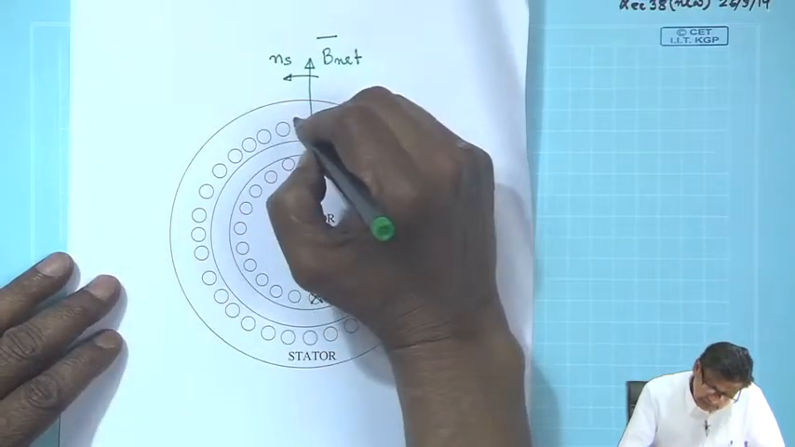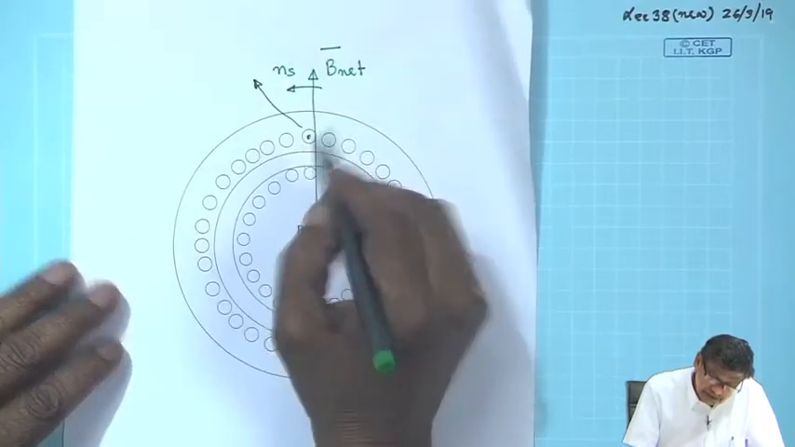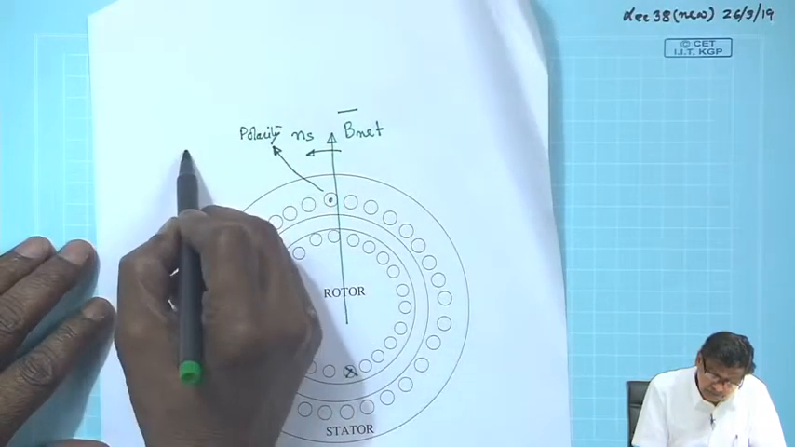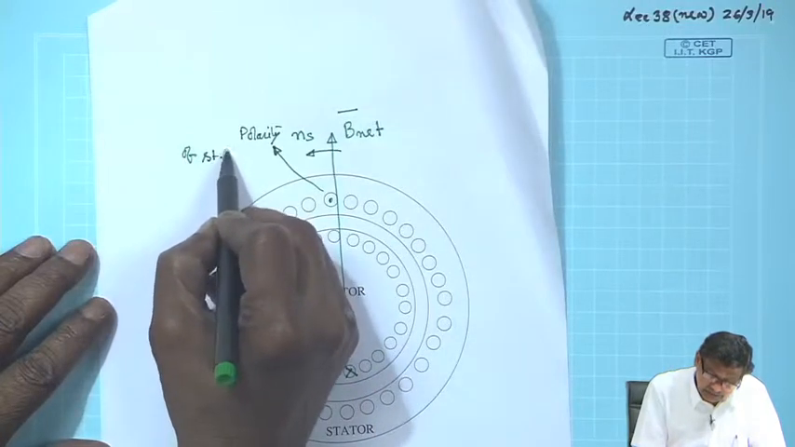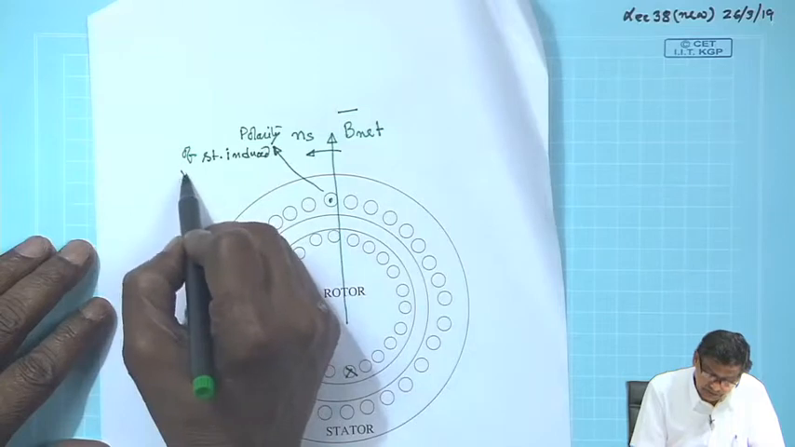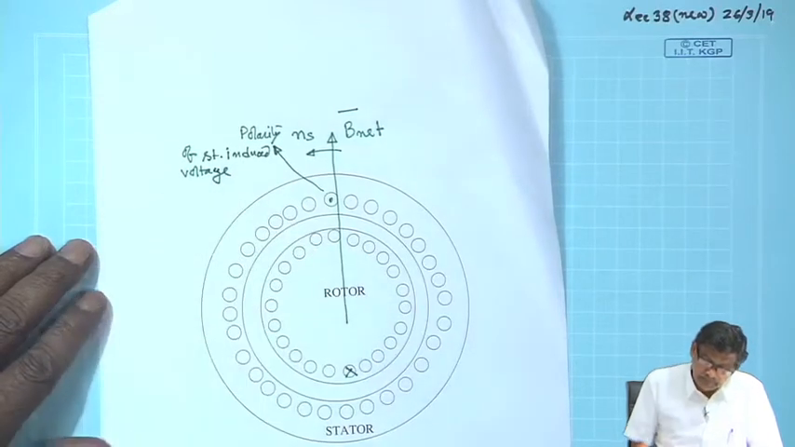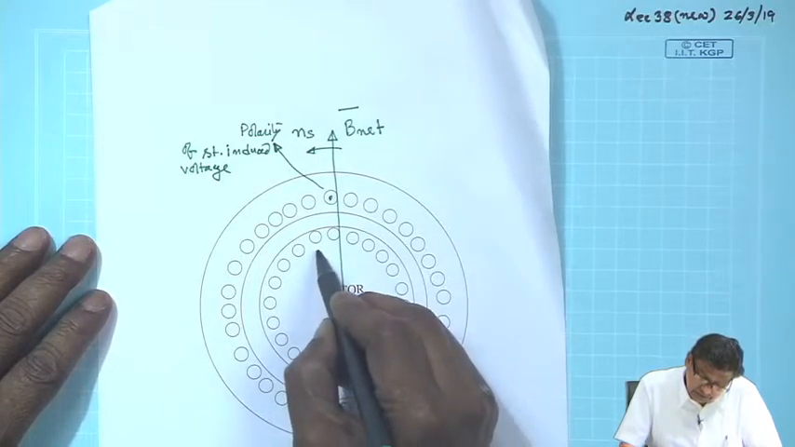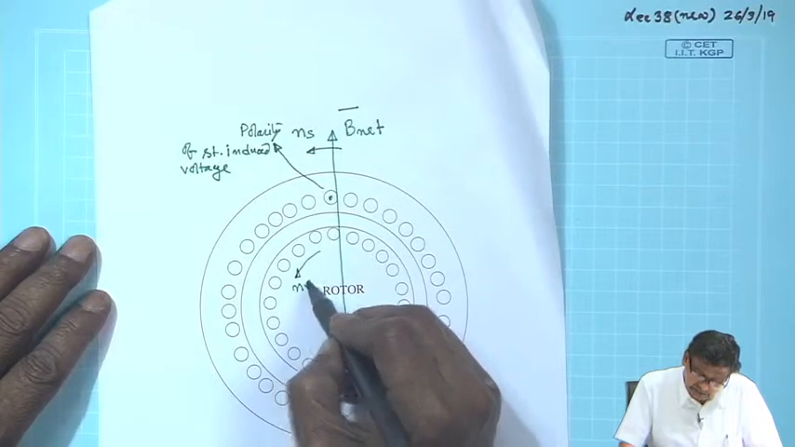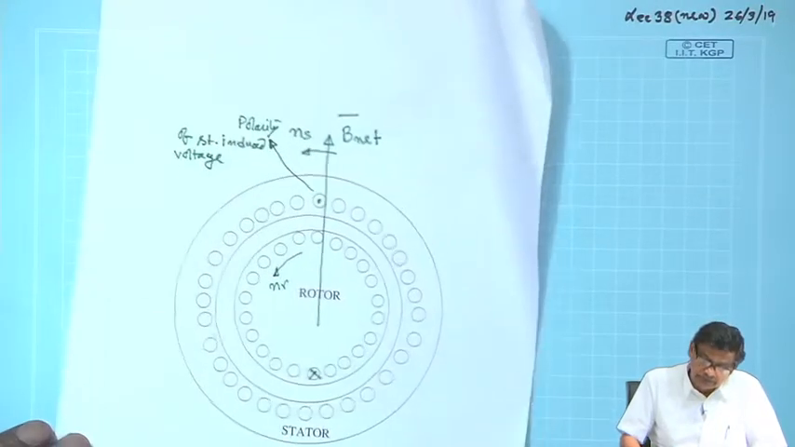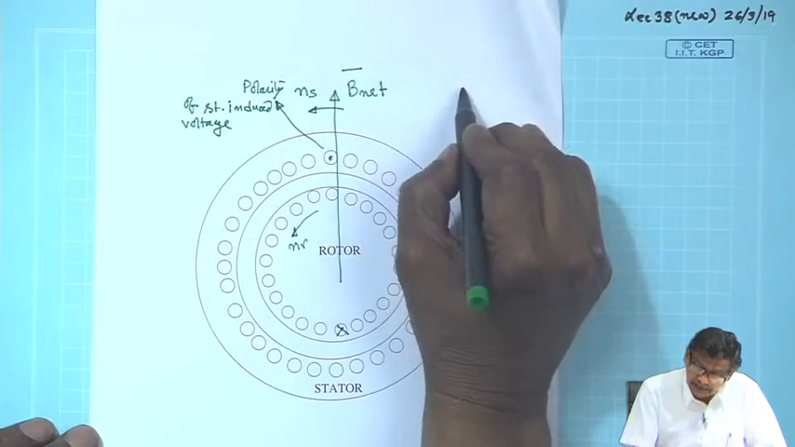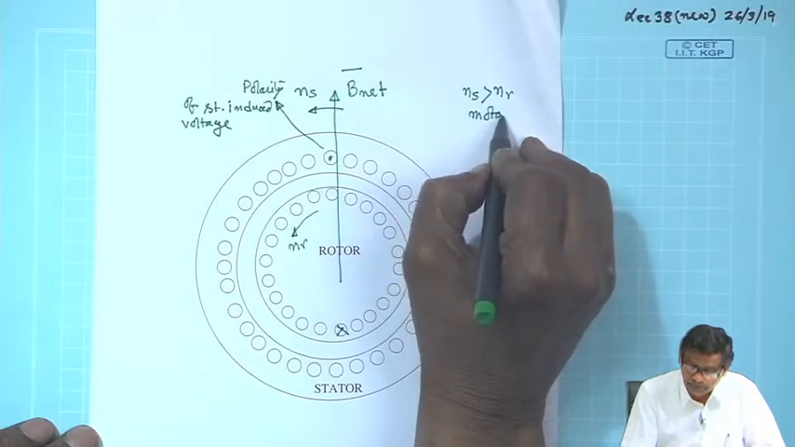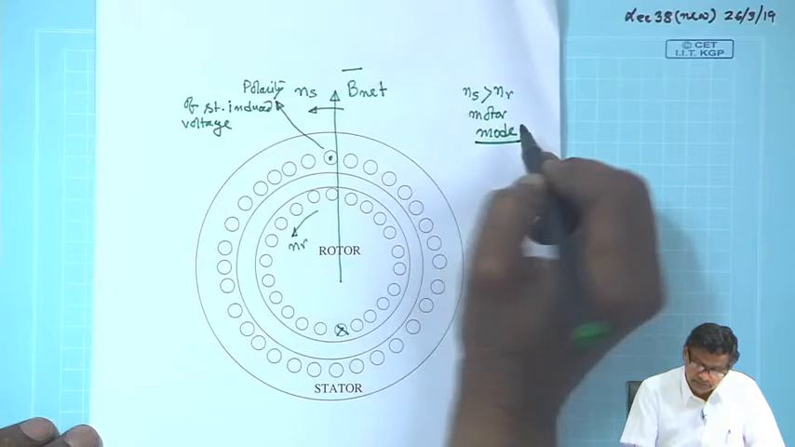And mind you, this is the polarity of the stator induced voltage. Now suppose the induction motor is operating steadily, and with respect to a stationary observer, the rotor has to move in the same direction with some rotor speed n r, and suppose n s is greater than n r, which is motoring mode, motor mode. We know that.